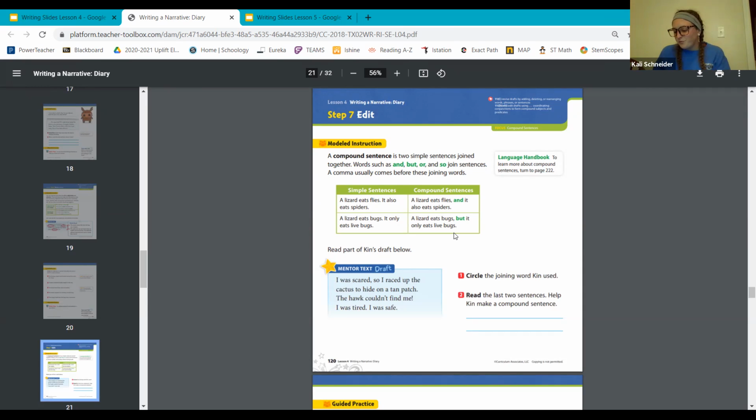So the meaning did not change when we added the compound word or the compound sentence. The meaning of the sentences did not change.